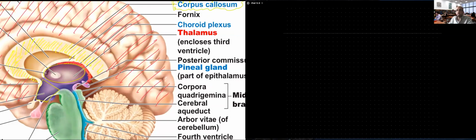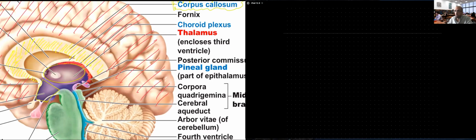And the epithalamus has two main compartments. We've got the choroid plexus. This is the part I'm pointing to on here. And the pineal gland. Pineal gland is the other major compartment of the epithalamus.